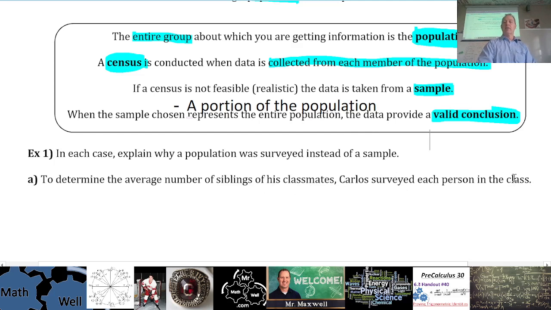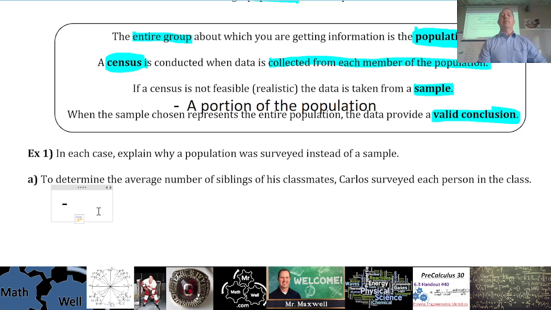Okay, so that is taking a census of the population, right? That's surveying the entire population, each person in the class. So why would he choose to do that? What are some reasons why he would choose to ask everybody in the class? Yeah. Because if you only choose like a couple people, they could have like more siblings, and it could be like, oh my gosh, like everyone has like 5 siblings.